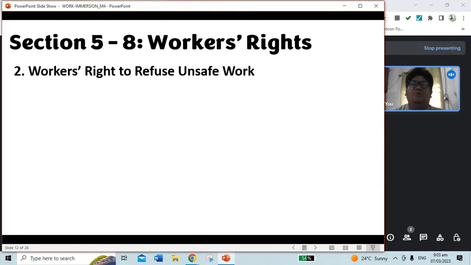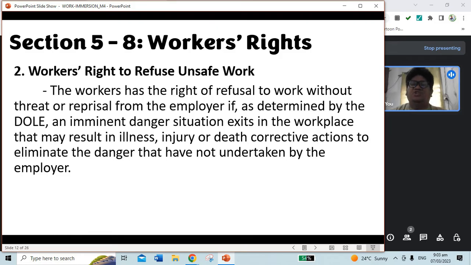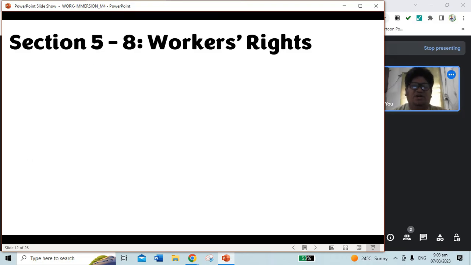Another one, workers' right to refuse unsafe work. Ano to? The workers have the right to refuse work without threat or reprisal from the employer if, as determined by the DOLE, an imminent danger situation exists in the workplace that may result in illness, injury, or death, and corrective actions to eliminate the danger have not been undertaken by the employer. So, kung may inuutos sa iyo at alam mong delikado at makakasama sa iyong kalusugan maybe or sa iyong katawan, pwede mong tanggihan yung utos sa iyo ng iyong employer.